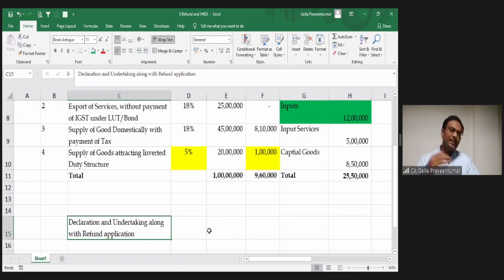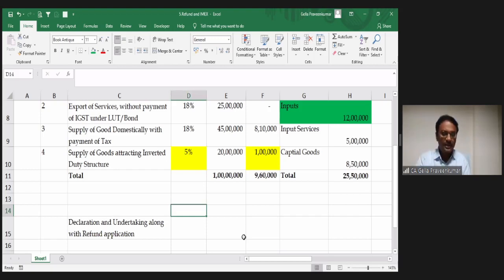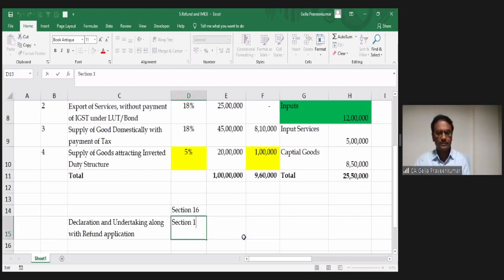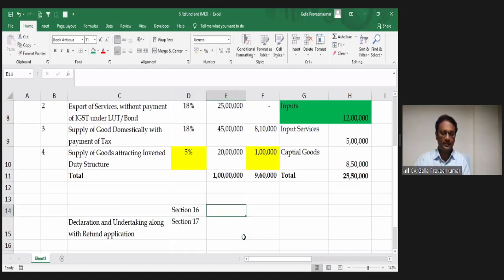Along with my refund application, I, as a registered person, will give an undertaking or a declaration to the government authority: whatever input tax credit I have taken is input tax credit eligible for me under the law. So when I say I'm eligible, it is under section 16, section 17, read with rule 42 and 43. Raman, if you're not expert in these sections, don't worry. This is only for reference purpose, which provisions I have to read through.